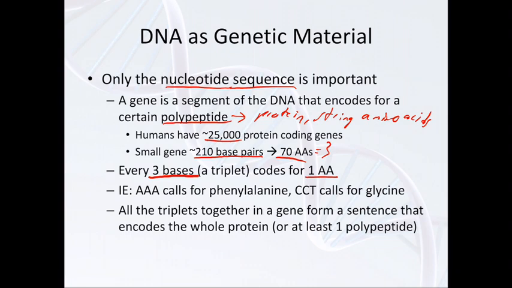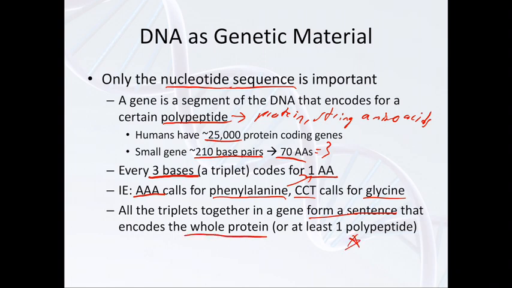So for example, 3 A's in a row is going to code for phenylalanine. That's an amino acid. CCT is going to code for glycine. That's an amino acid as well. So the order and the sequence of these things calls for specific amino acids. If we put all the triplets together in a gene, that really forms a sentence that encodes the whole protein, or at least one polypeptide. So that's really what DNA does.